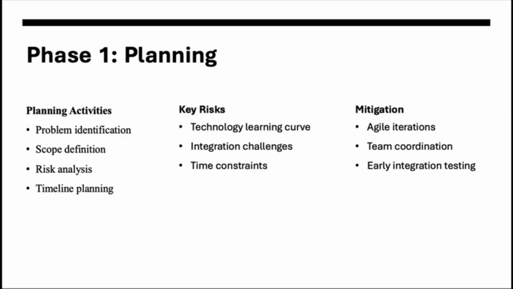In the planning phase, we defined the scope as digitizing the campus lost and found process. We planned the project as a 4-week academic sprint and selected Flutter and Firebase for cross-platform, secure, and scalable development. Key risks were reduced by using early testing and an iterative development approach.